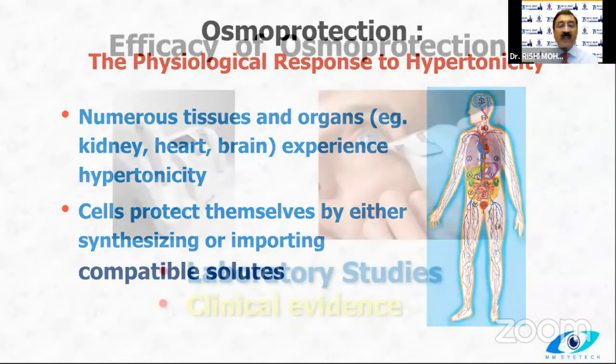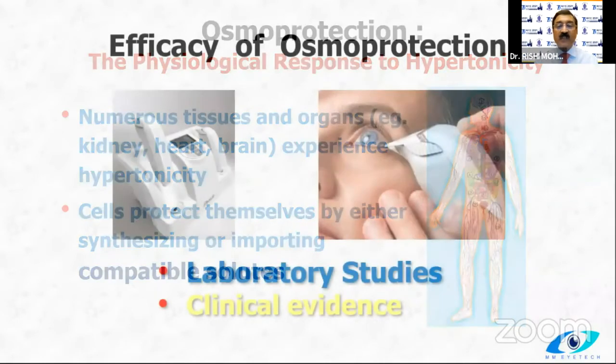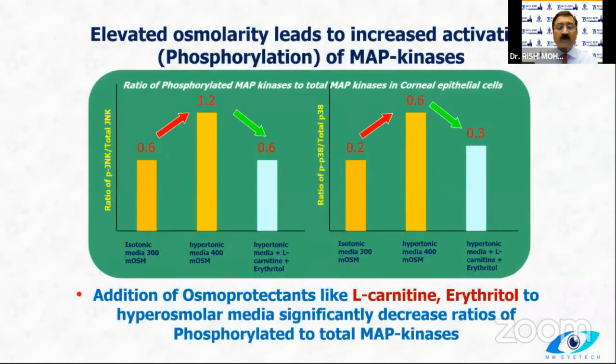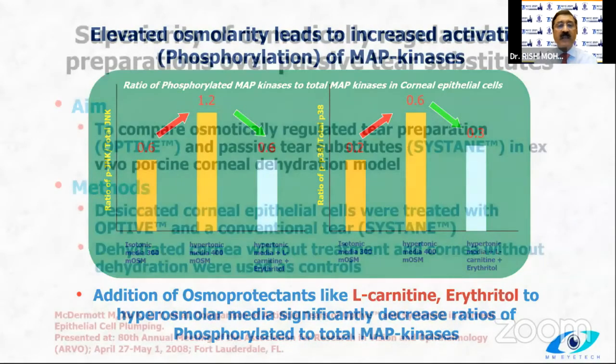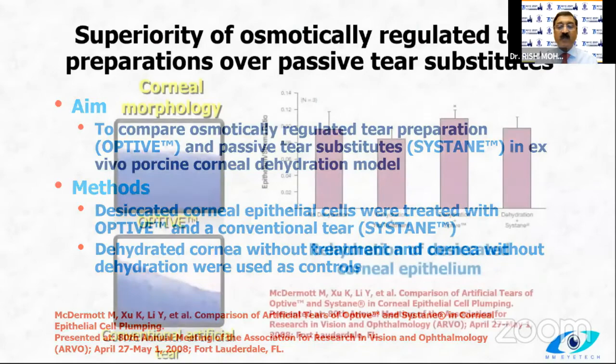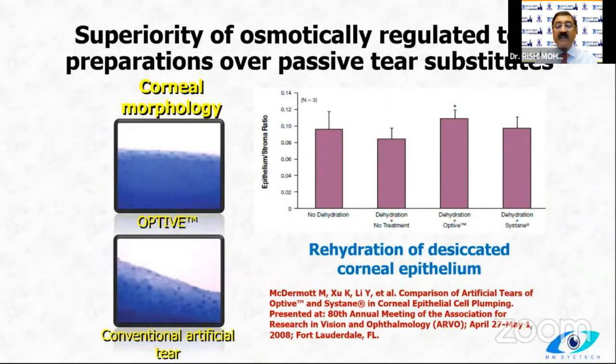So let's look at a couple of lab studies and see the effect of the compatible solutes on hyperosmolar stress in corneal epithelial cells. Human corneal epithelial cells, which show the phosphorylation ratios to the total amount of MAP kinases as a result of hyperosmolarity, are substantially protected when the media introduces L-carnitine and erythritol, which are the osmoprotectants. Similarly, clinically, there is a superiority of osmotically regulated tear preparations over passive tear substitutes. And if we look at desiccated corneal epithelium, we find that the rehydration of the epithelium occurs very nicely in the cells which have been exposed to an osmotically regulated tear preparation.